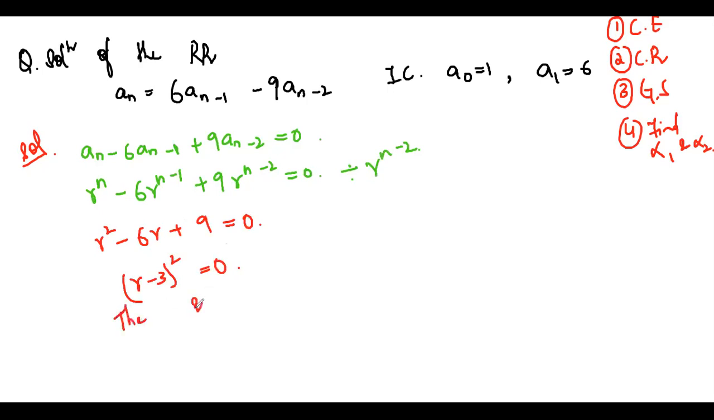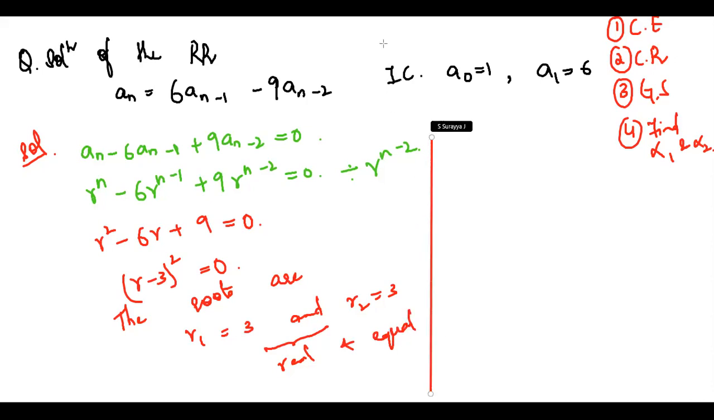The roots are r1 is 3 and also r2 is 3. That is, the roots are real and equal. Now if the roots are real and equal, then what is the general solution? Let's mention the general solution. The general solution is given as an is equal to alpha 1 r naught power n plus alpha 2 n into r naught power n. Okay, this is the general solution.